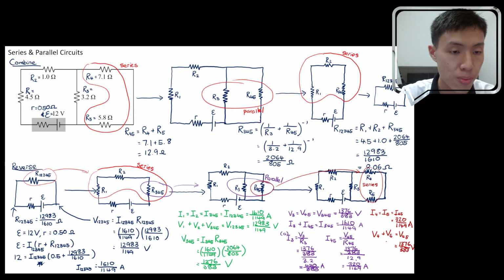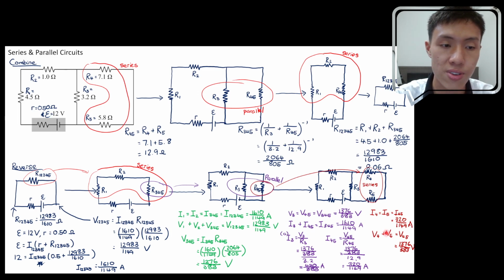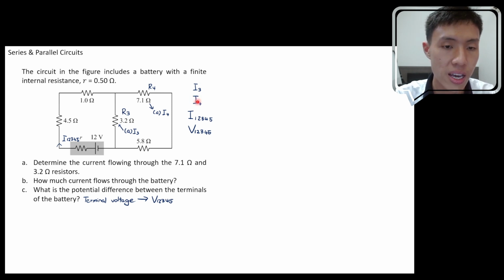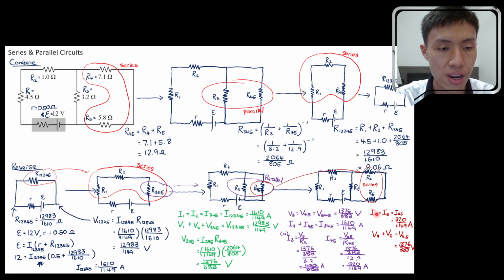You might think that we need to continue to find V4 and V5 because we have I4 and I5, the value is given. But again, look at the question. The question is interested in I3 and I4 only. Technically, you can see that I4, the value is over here, and I3, the value is over here. So you have actually already successfully answered question A.